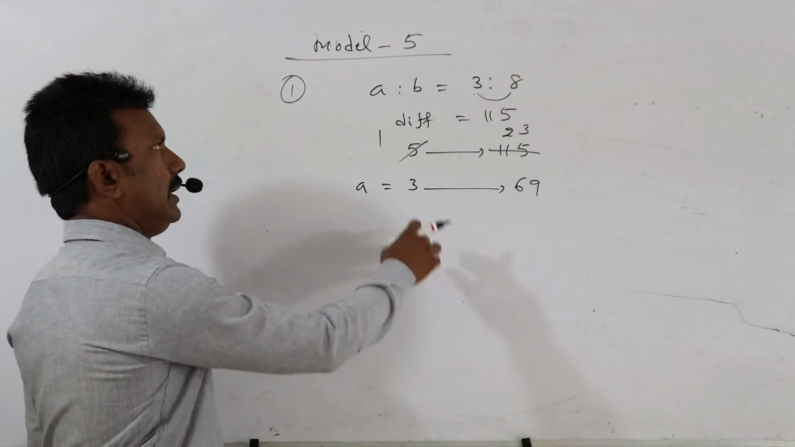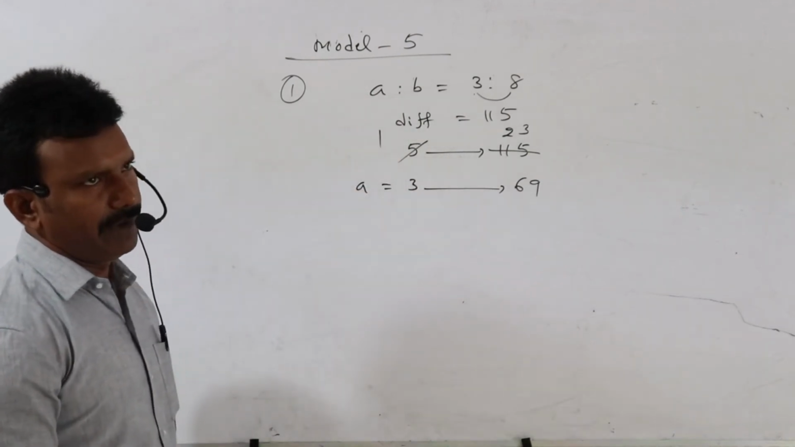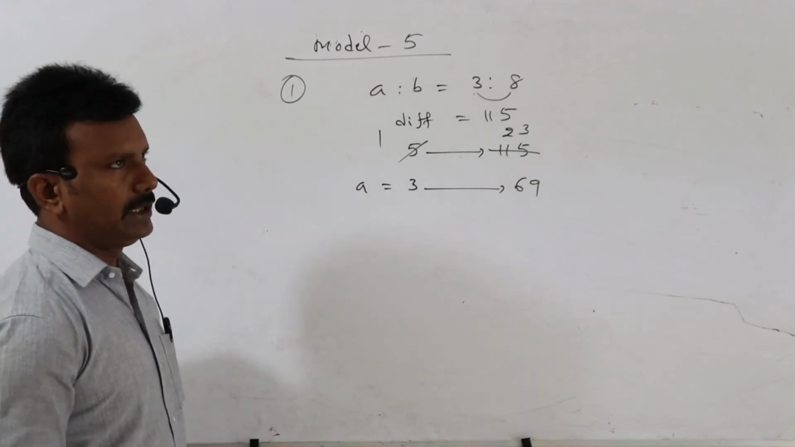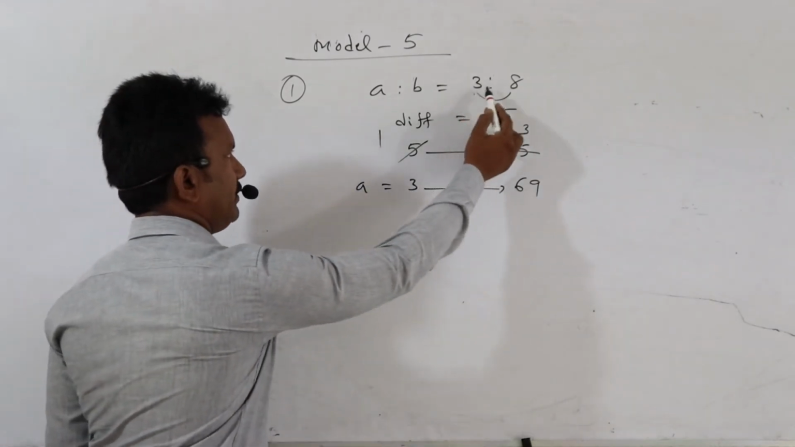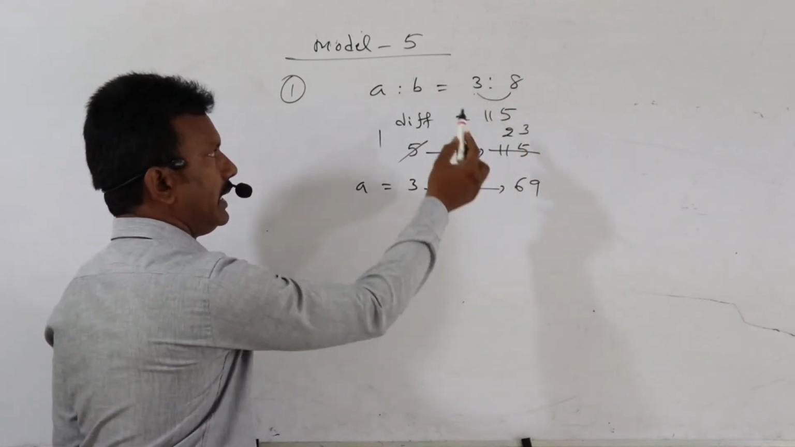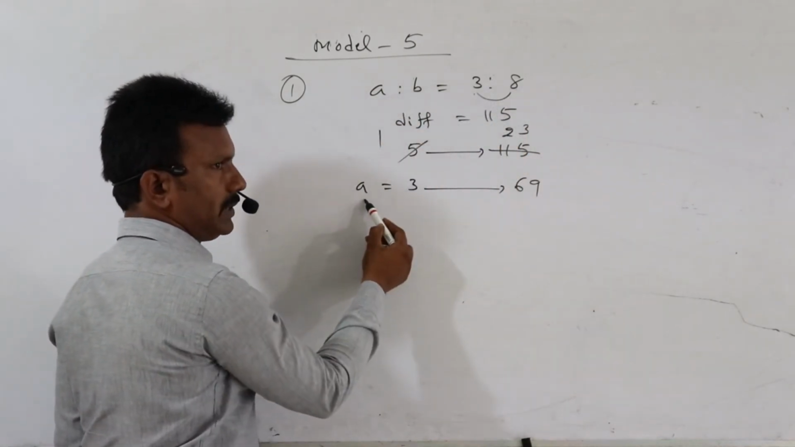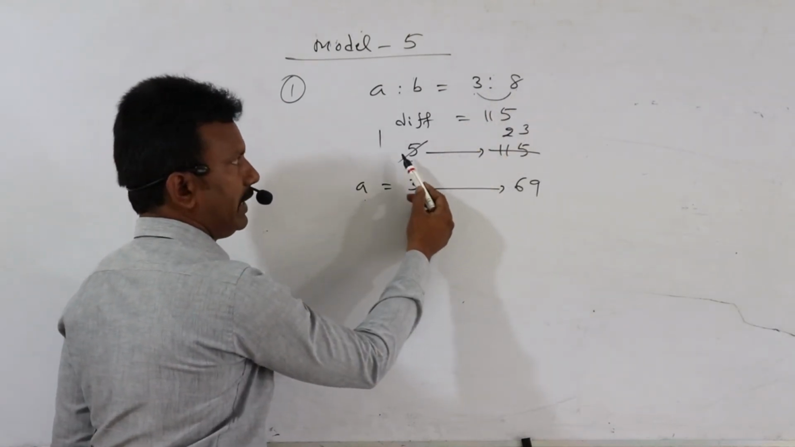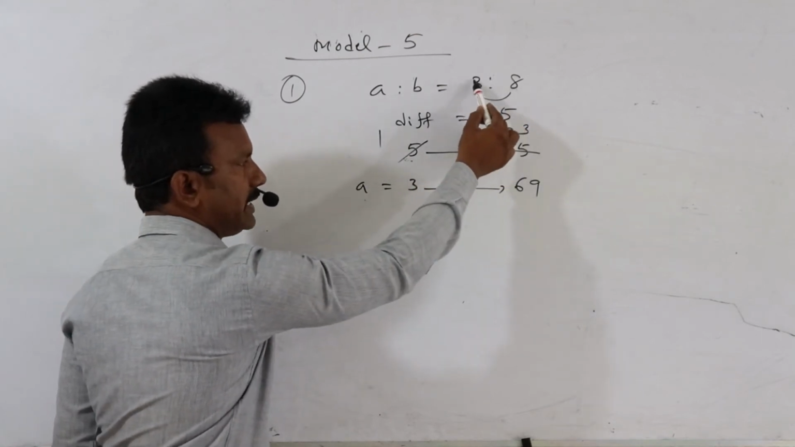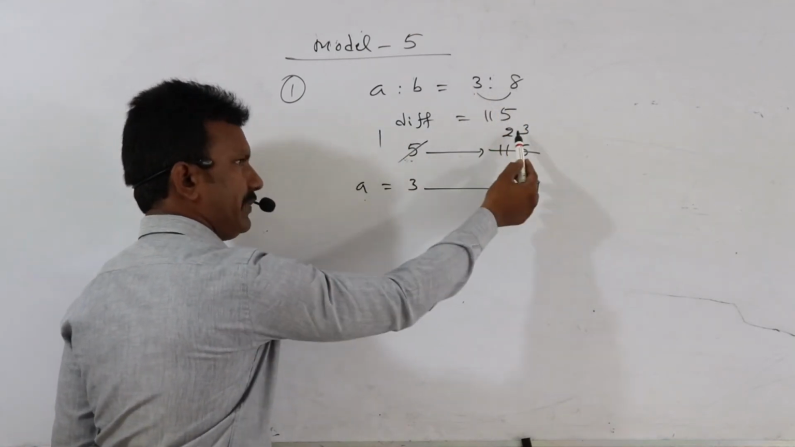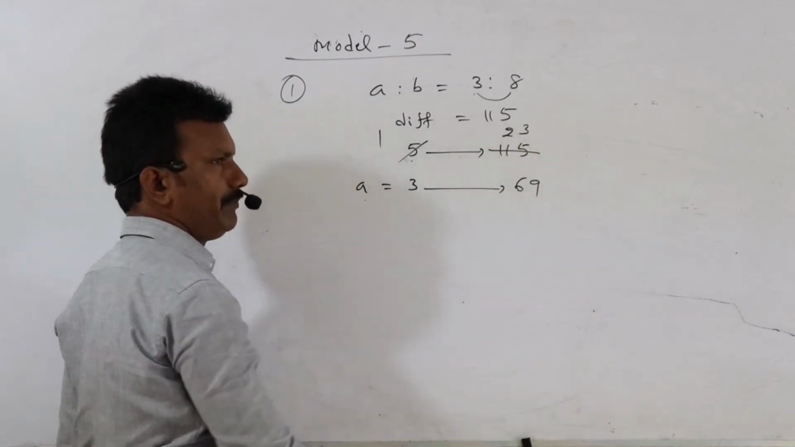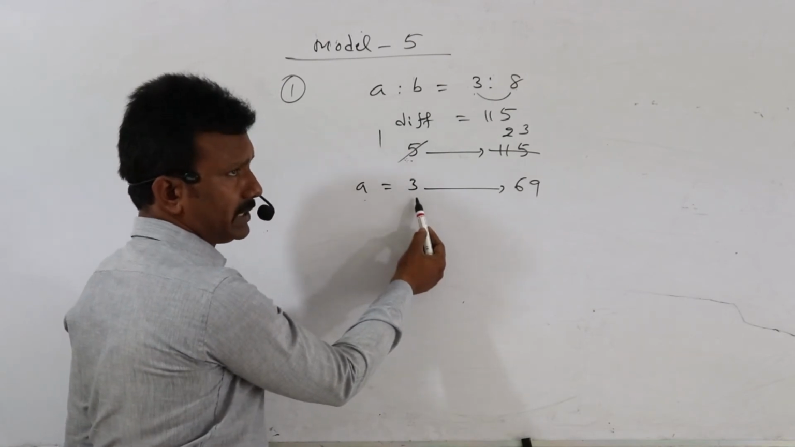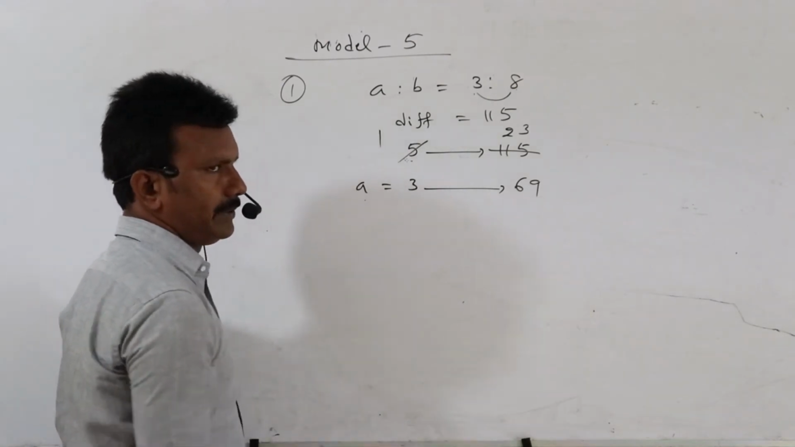So very clear, the given ratio between the two numbers A is to B is 3 is to 8. That is the given condition, and the difference of these numbers is 115. Then what is the smaller number? We easily find the difference between 8 and 3, that is 5 parts. So 5 parts of difference is given as 115. We have to find the smaller number, 3 parts, that is 69.